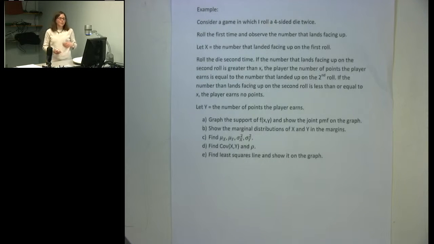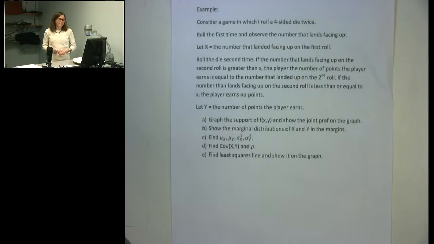I'm going to go through and do each of these things. I'm going to graph the support of X and Y and show the joint probability mass function defined on that support. I'm going to do that on a graph because there's a question of how to do this on a graph.